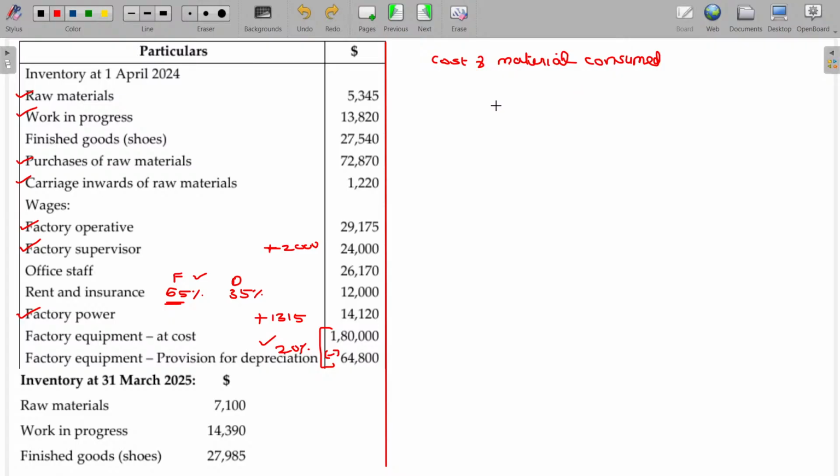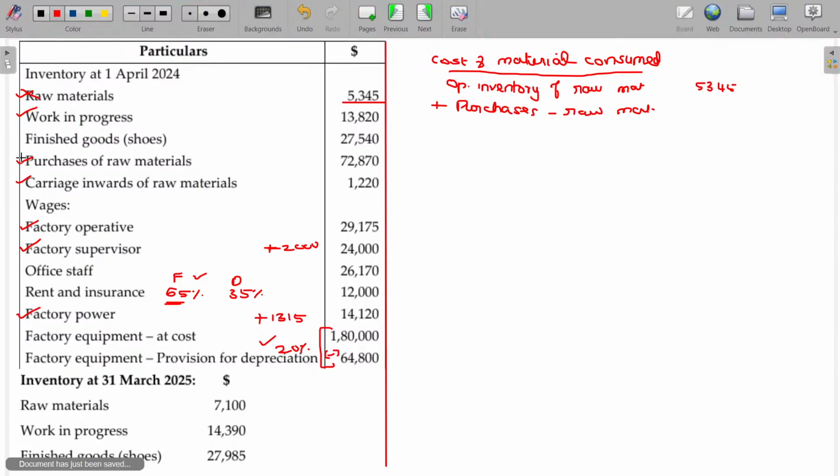Start with the opening stock of raw material. Opening inventory of raw material. How much is that? 53.45. Add purchases of raw material, not finished goods, only raw material. Purchases of raw material: 72,870.